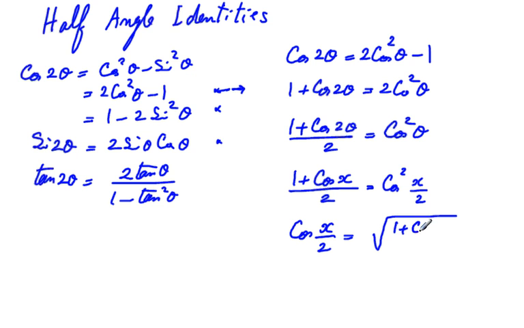Cosine of x over 2 is the square root of 1 plus cosine of x over 2, except that when you take the square root, it could have come out with a positive or negative square root. Either of them might have come in. So this is one of our formulas.